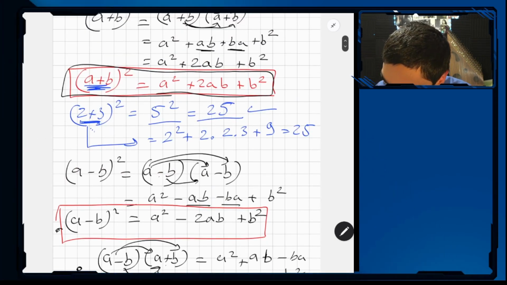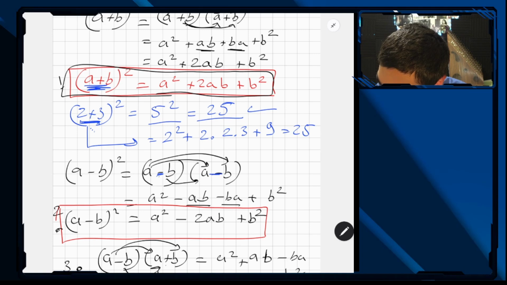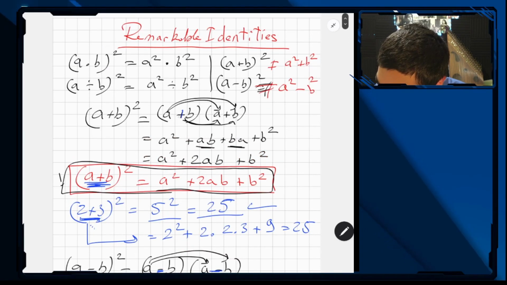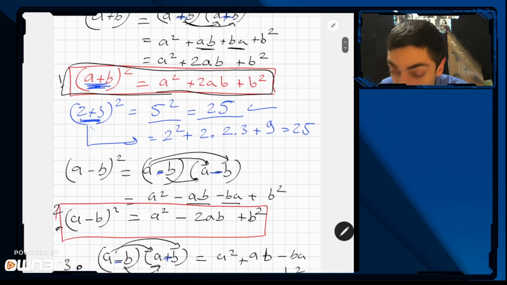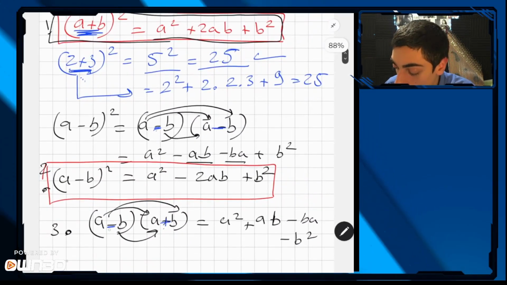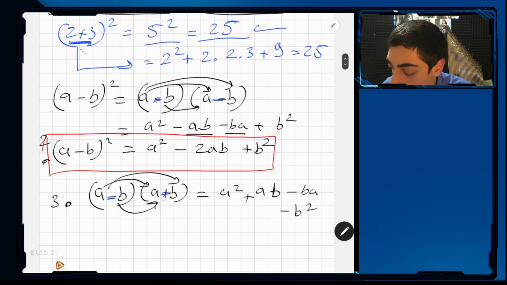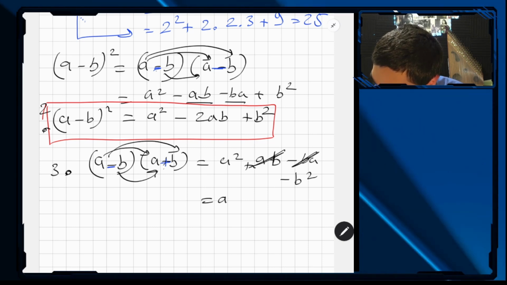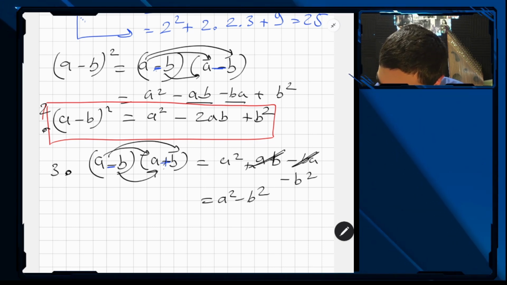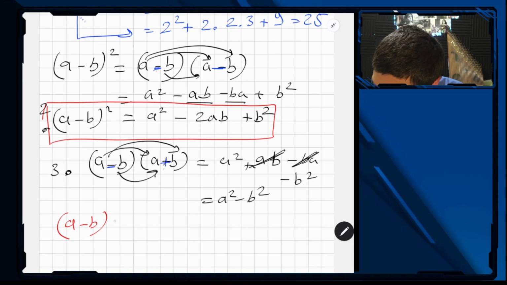Why did I think of this? So this is number 1, this is number 2, and this is number 3. Why did I think of doing plus minus here? Well, because if you notice here, we had minus and minus. And here, if you notice, we had plus and plus. So the natural thing to do is to mix them up. And it doesn't matter which one you put minus, which one you put plus, of course, because it's the same thing. You're just reading it in reverse. And so here, plus ab minus ab cancels out, and you're left with a squared minus b squared. And this is the third remarkable identity. There you go.